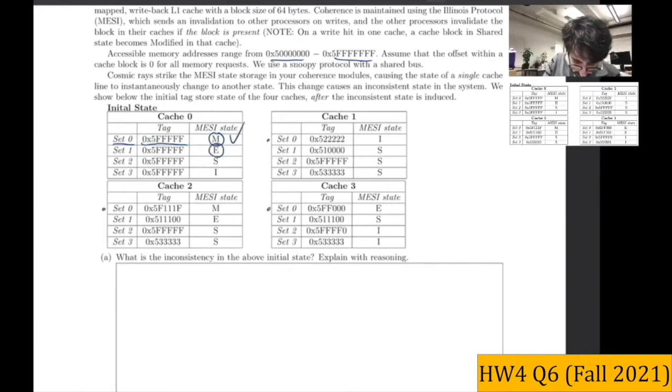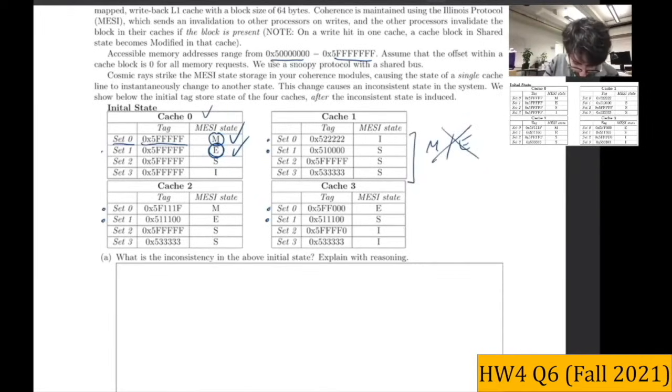So let's check the next cache line that is in exclusive state. So this is in cache 0. We can see that it's not in cache 1. We can see that it's not in cache 2. And we can see that it's not in cache 3. So this is okay as well. So no more modified or exclusive states in cache 0. So let's move to cache 1. Here there is no modified or exclusive state.